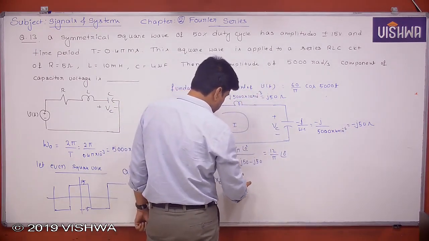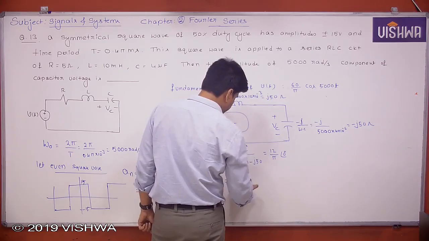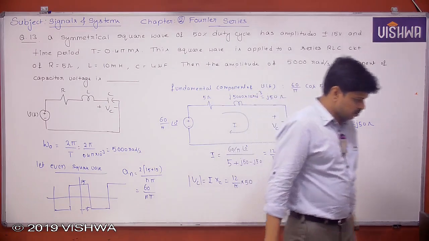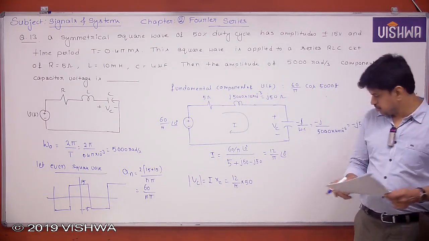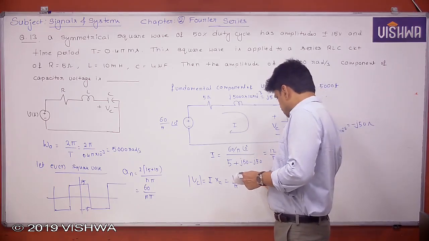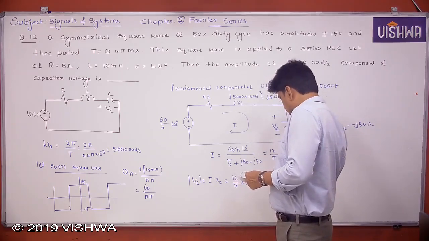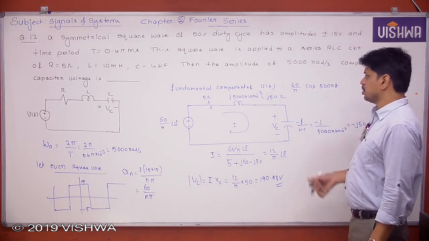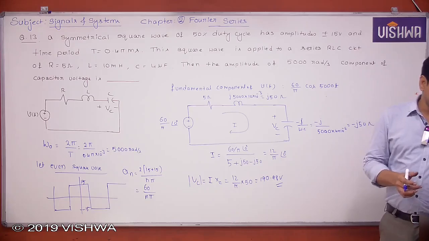So 12 by pi into 50. This is the amplitude what we got. So how much are you going to get? 190.98 volts. This is the voltage fundamental component of V. So I am explaining it again.